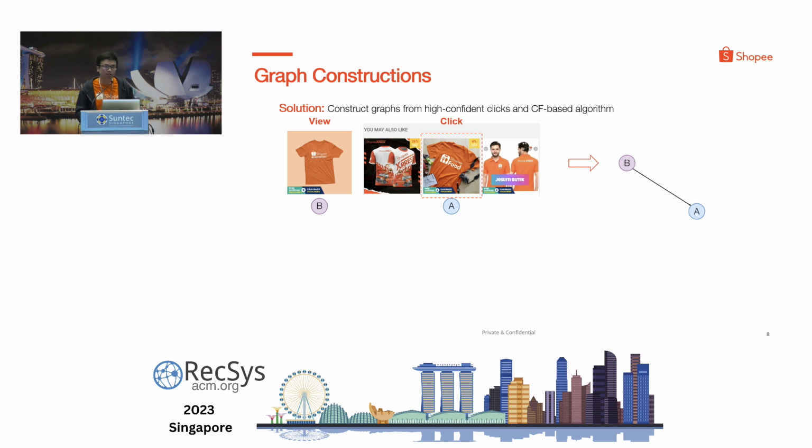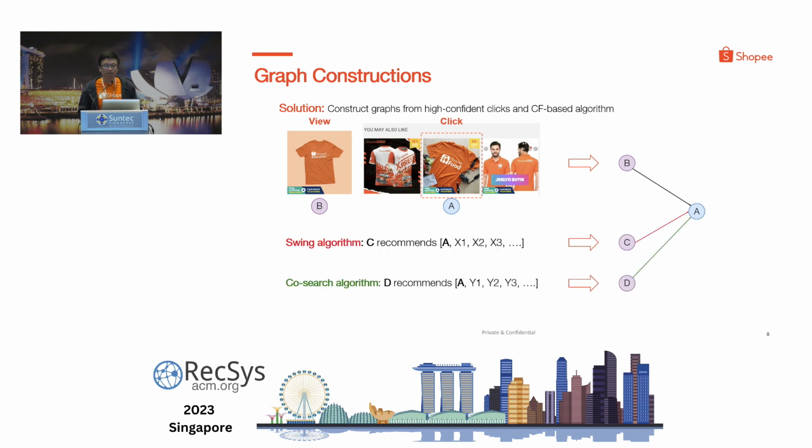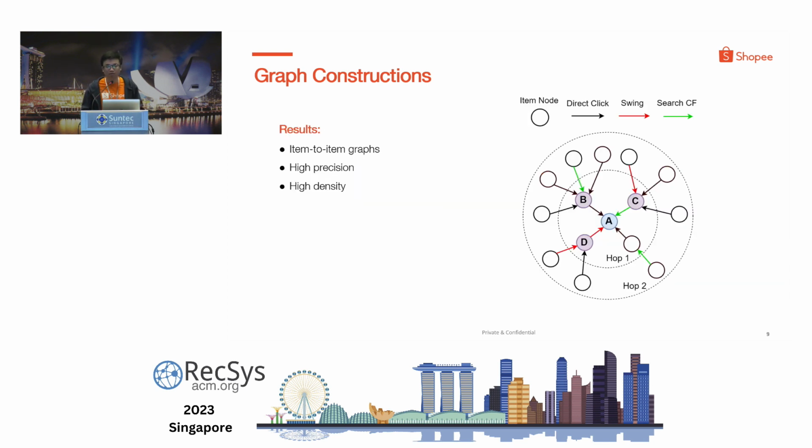But if you only consider this type of click, then your graph will be very sparse and have low item coverage. So in order to make up for this, we add artificial links from CF algorithms. That means if the algorithm says item C should recommend item A, then a link is formed from C to A. Here we use two CF algorithms, which are Swing and Co-search. As a result, we have an item-to-item graph that has both high precision and high density.